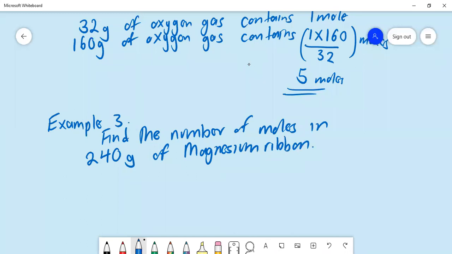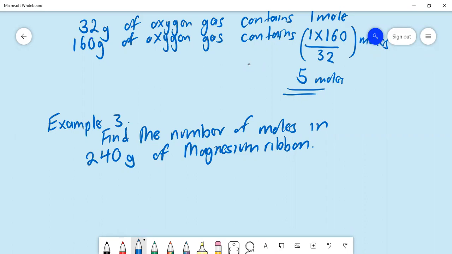Do you know magnesium ribbon? Yes. Magnesium ribbon is that coiled part in the lab. It is gray in color. So you try something that one now.